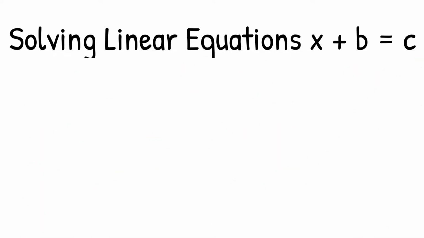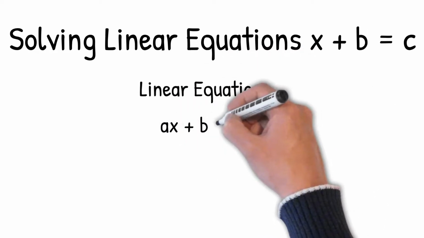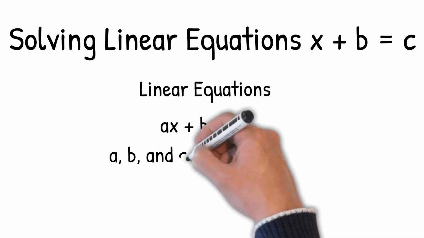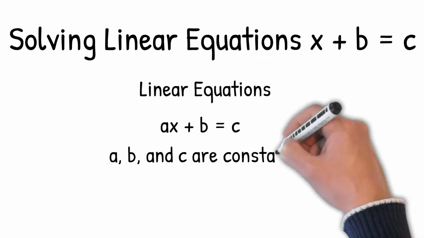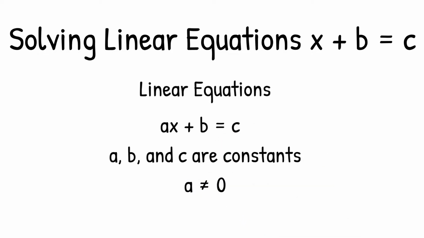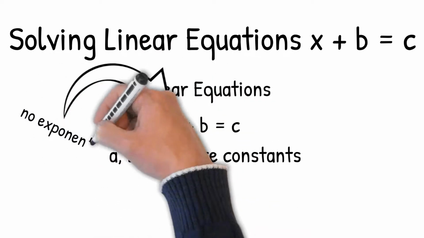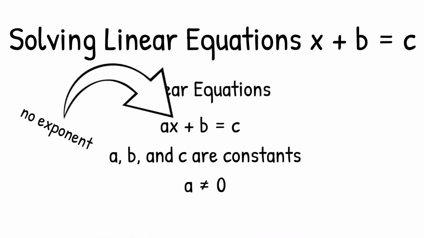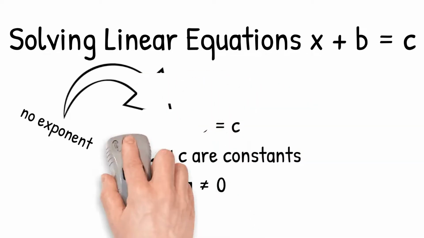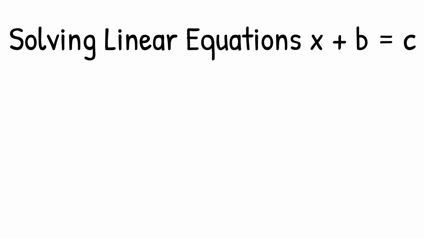Next, what is a linear equation? A linear equation looks something like ax plus b equals c, where a, b, and c are constants, numbers, and a cannot equal 0. But more importantly, the variable like x does not have an exponent. When we graph linear equations, we will get a straight line. That is why they are called linear.